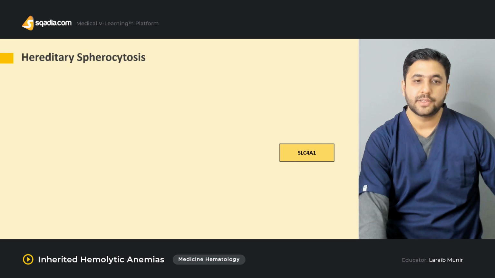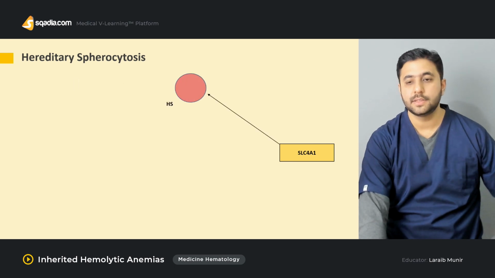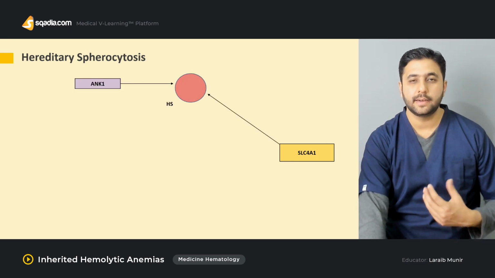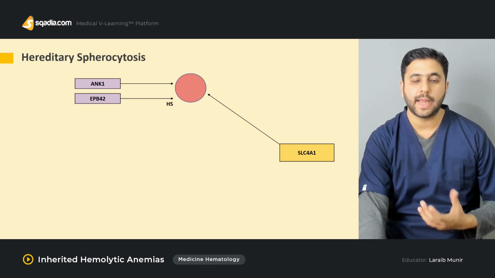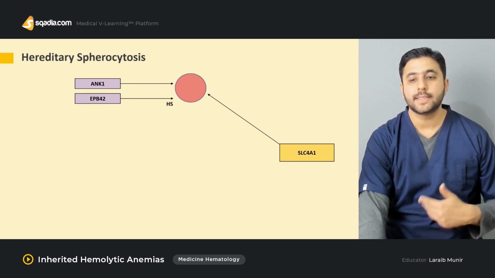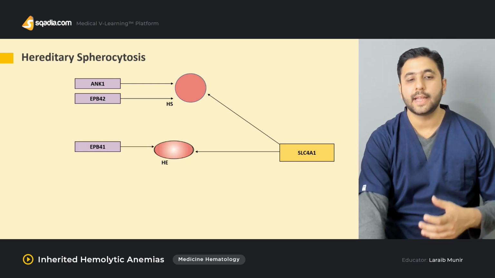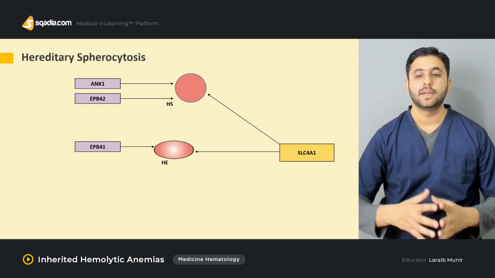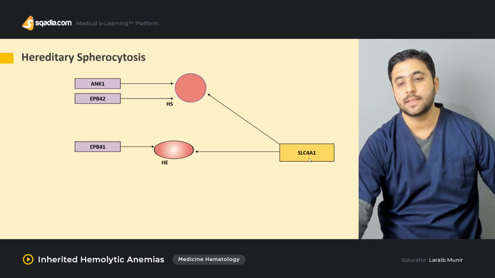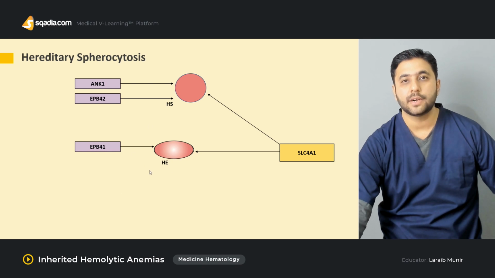Now let's talk at the genetic level. This slide is a bit complicated. It has a lot of genes. The take-home point from this slide is that the various types of genes interact with each other, and the various types of genetic defects, be it the SLC4A1 gene or the EPB42 gene, all interact together to lead to this hereditary spherocytosis or hereditary elliptocytosis problem.